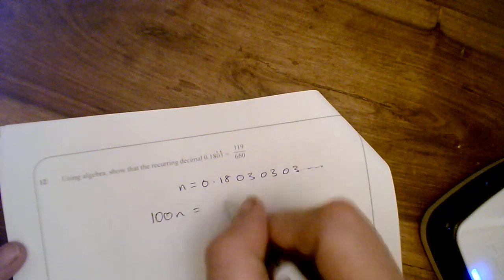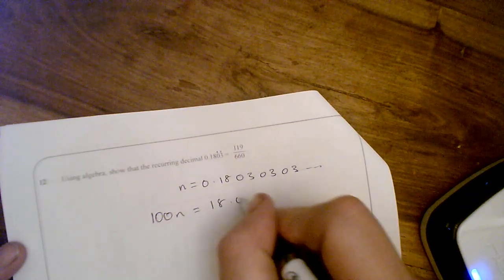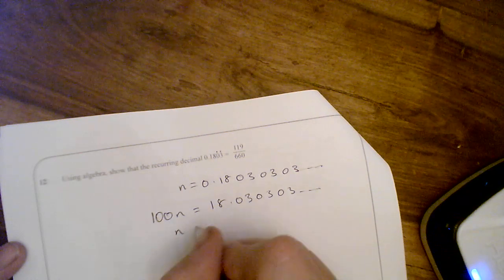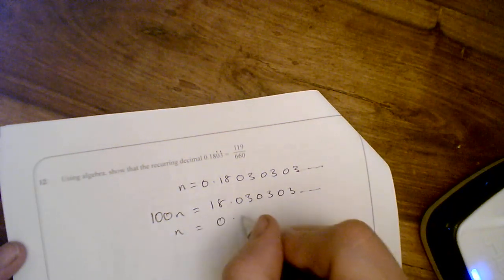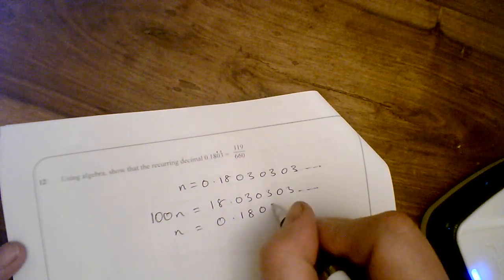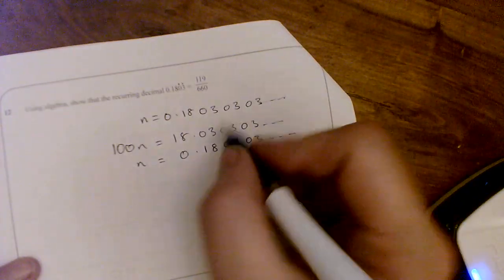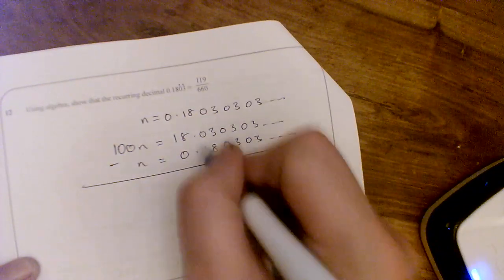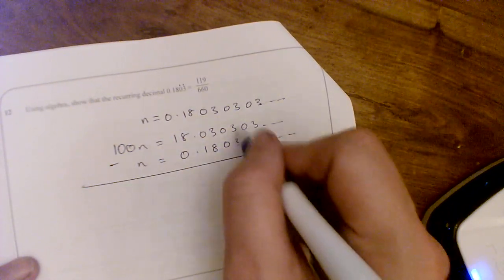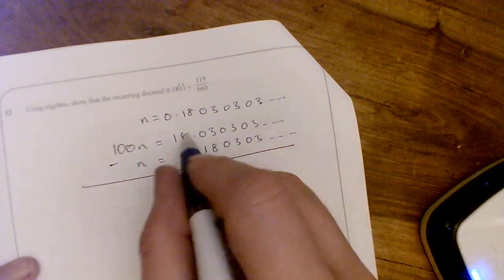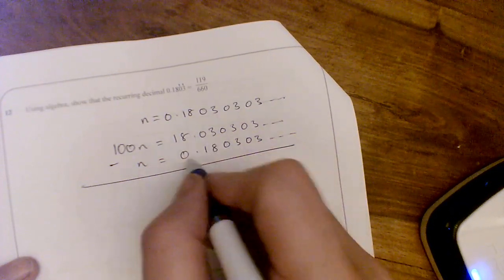So 100n equals, multiplying by 100, 18.030303 running off forever. We write the original number underneath, line up the decimal point. The whole point here is when you do the takeaway, the decimals are going to go away, so all these recurring bits are going to go away. I'm doing 18.03 take away 0.18.